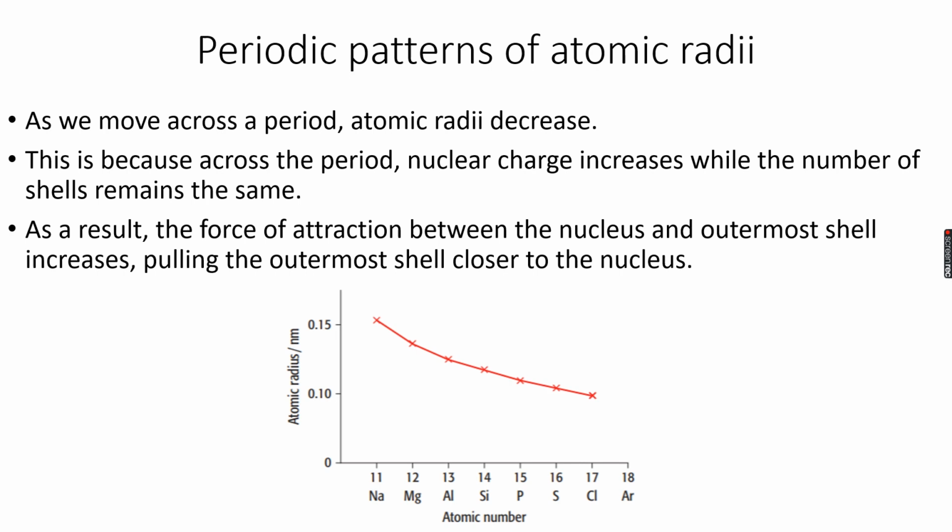So as we go from sodium to argon, the nuclear charge increases. As this nuclear charge increases, the force of attraction between the nucleus and the outermost electrons increases. Because of this increased force of attraction, the outermost shell of the atom is pulled closer towards the nucleus, and so the atomic radius is smaller. That's why as we move across a period, atomic radius decreases.